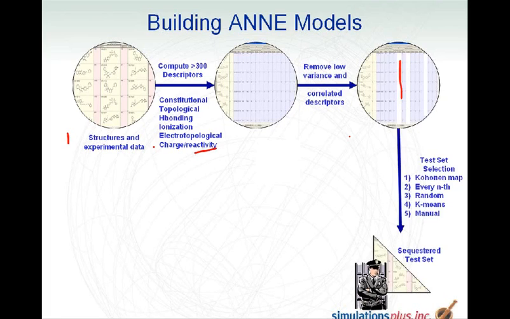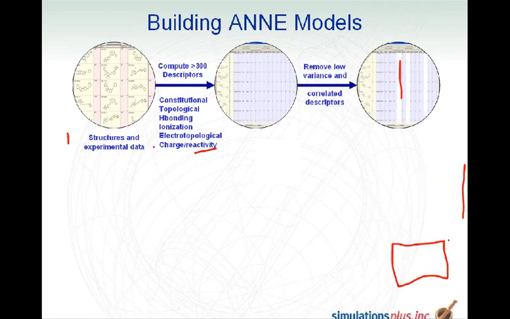The next task is to divide the data set into a test set and a training set. We have various methods for specifying the test set. And so once we define the test set, it's put aside and sequestered. So this is truly an external test set, because we don't train on the test set and we don't cross-validate.